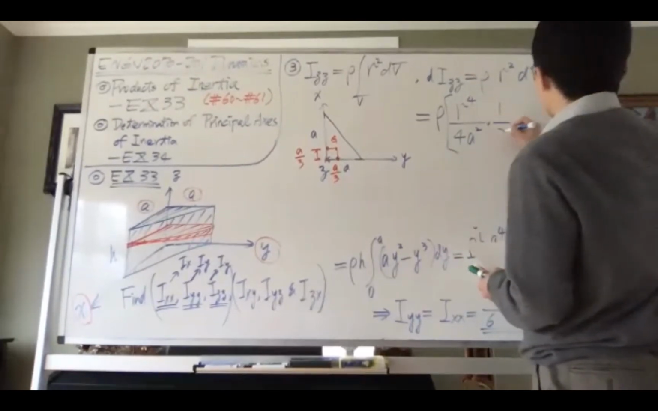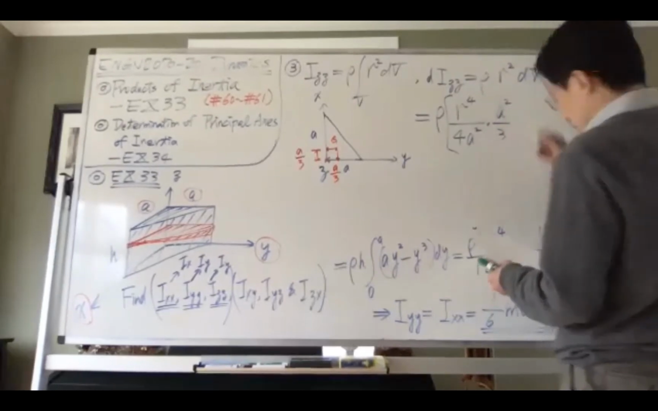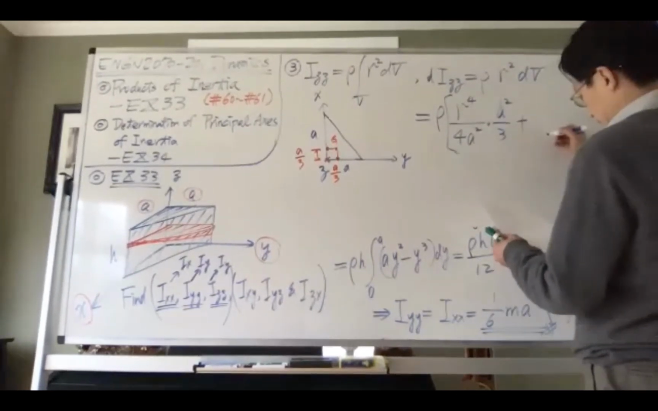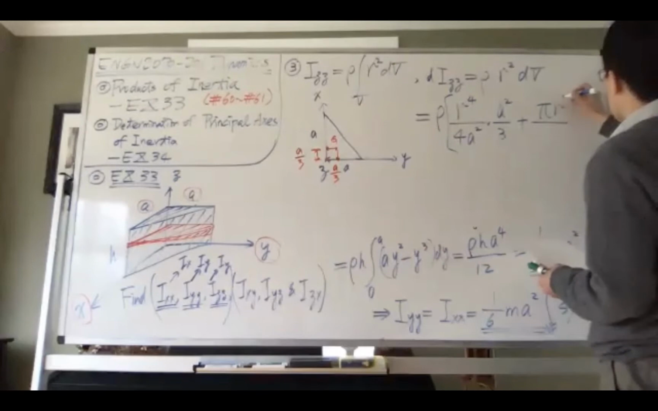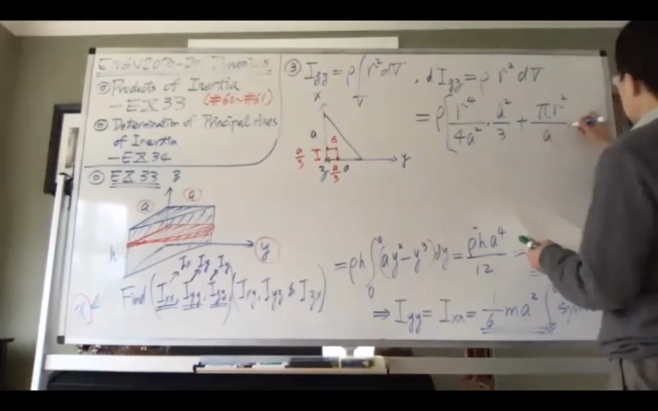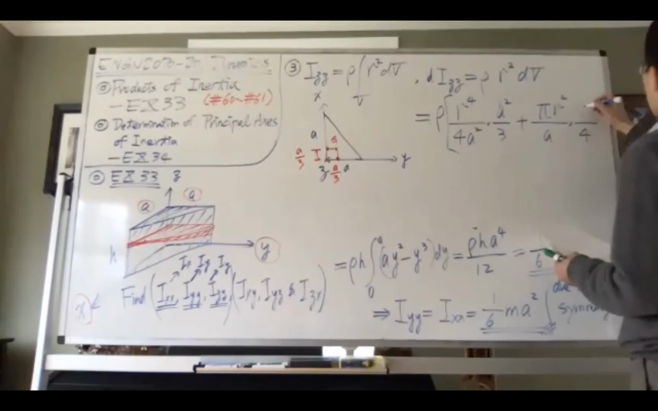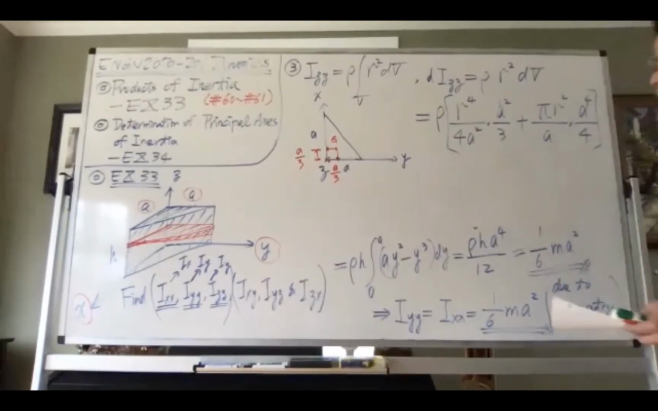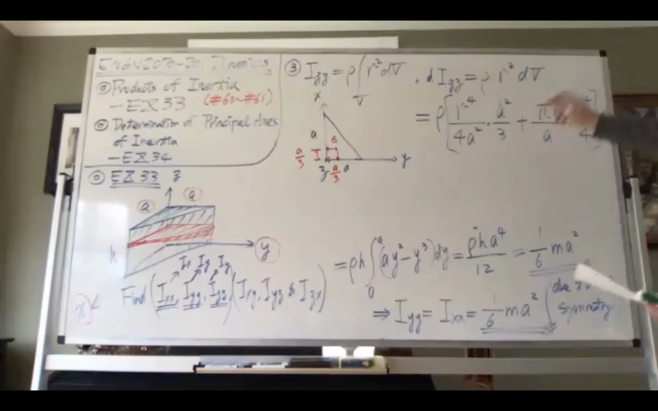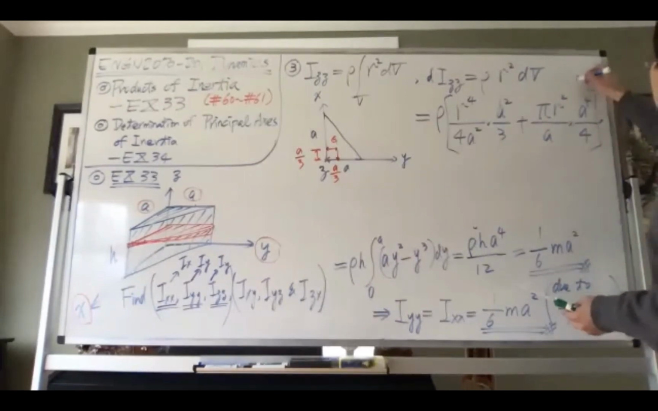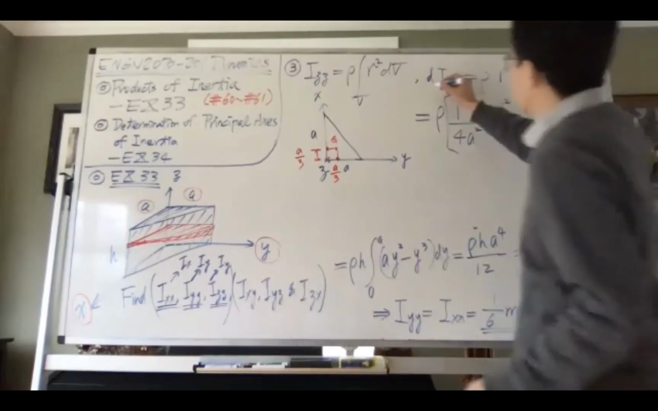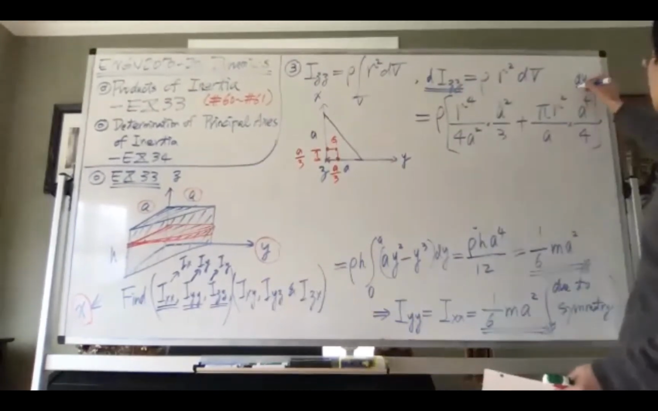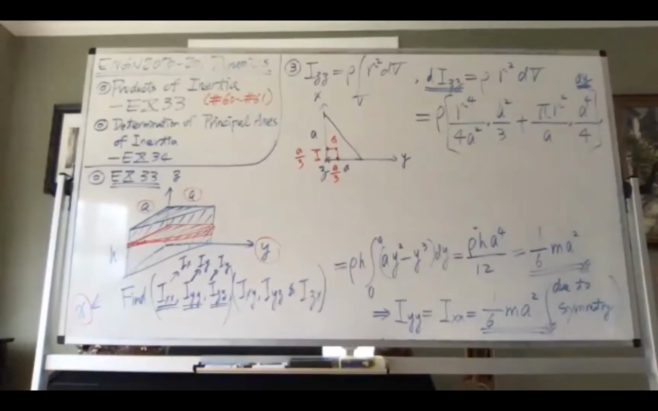times 1/3 of a squared plus pi times r squared over a times 1/4 of a quadruple. And this whole thing times dy. So this is the unit mass moment of inertia on the z-axis. So don't forget this whole thing has a dy.